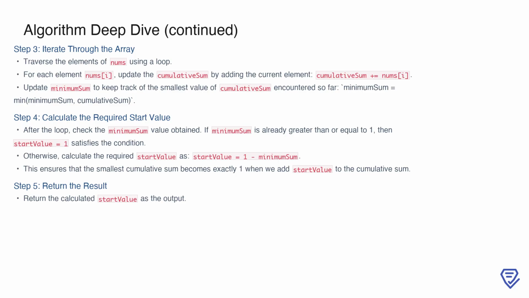When the loop is complete, we use the value of minimum sum to calculate the required start value. If minimum sum is already greater than or equal to 1, then start value equals 1 is sufficient. However, if minimum sum is less than 1, we calculate start value as 1 minus minimum sum. This ensures that the lowest cumulative sum, when adjusted by start value, will be exactly 1. Finally, we return this start value as the result.